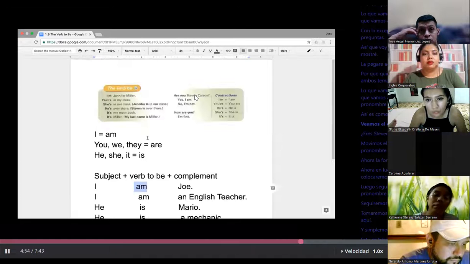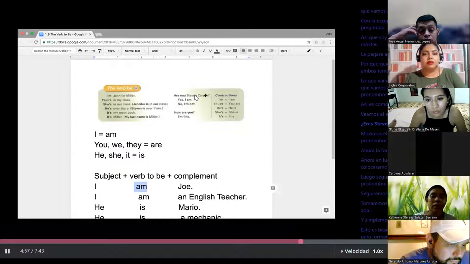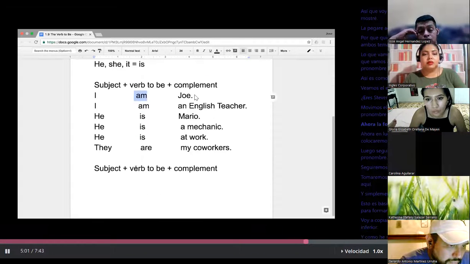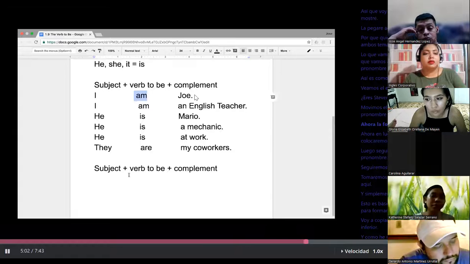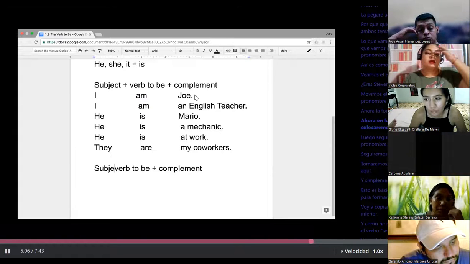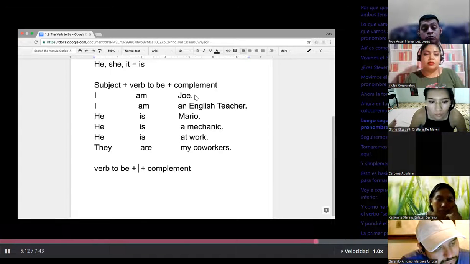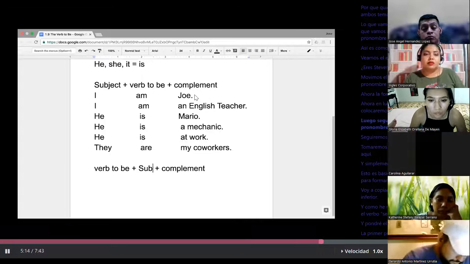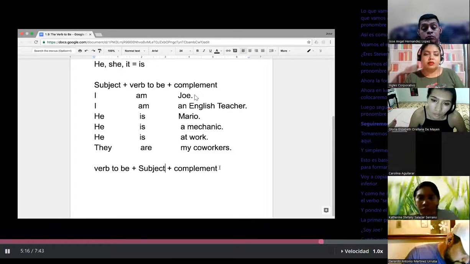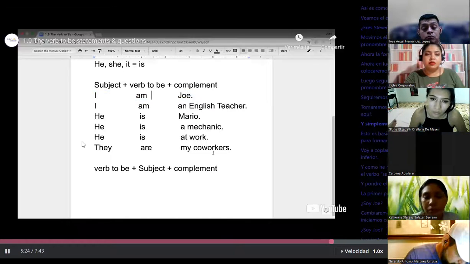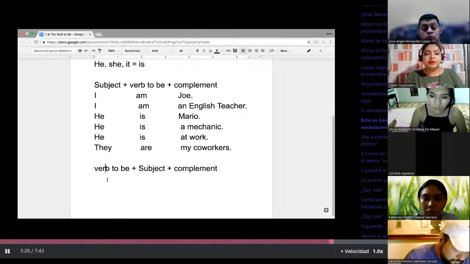So look at the example. Are you Stephen Carson? We move the verb to be before the pronoun you. Okay, so our formula needs to change. Now, instead of the subject at the beginning, we're going to say that that's the verb to be at the beginning. And then we're going to say that that's the subject or the pronoun. Okay, and then it's going to follow some kind of complement. So we're going to take the same examples here and simply change the order. And that's basically how we form questions.